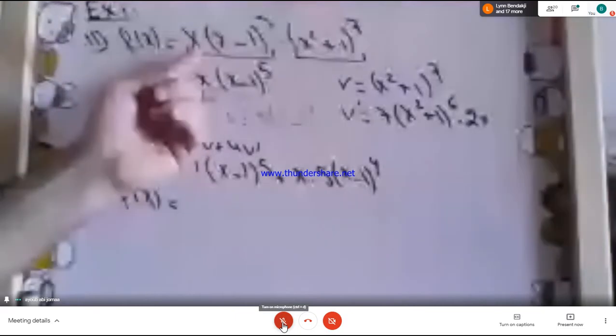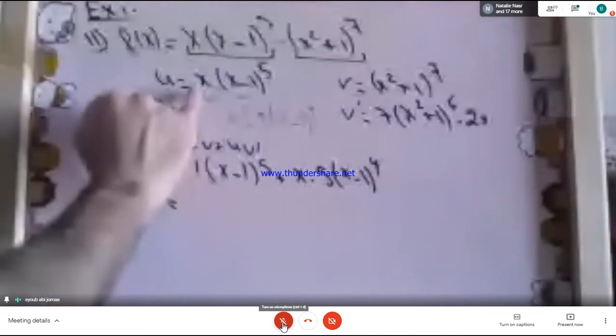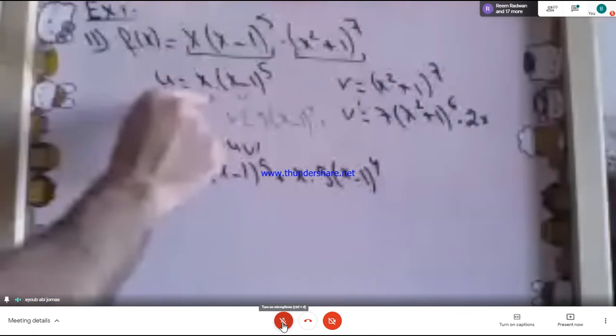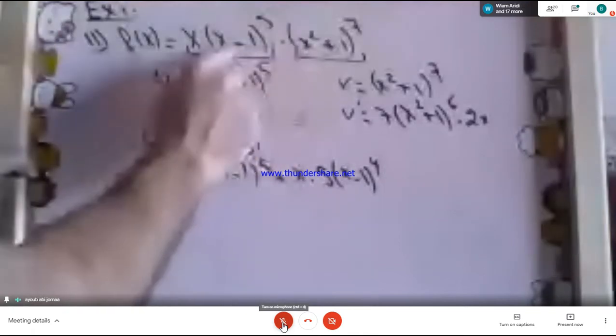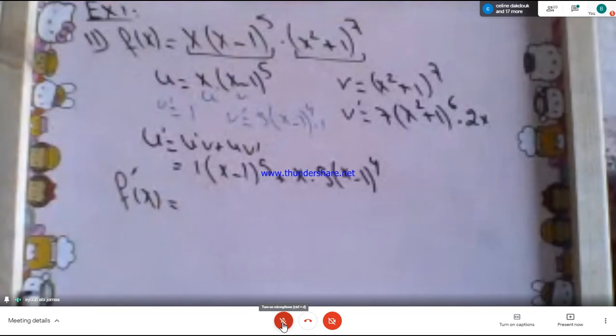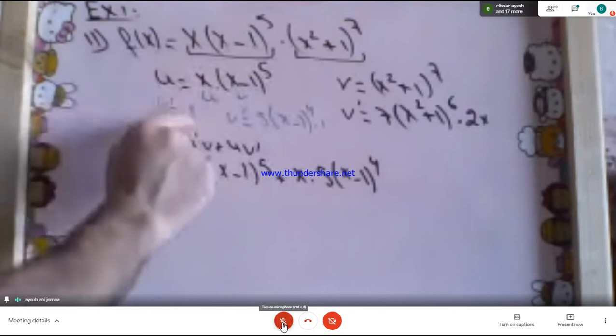As u, it is this function x times x minus 1 power 5. The derivative here, or the function u, it's also under the form of product of two functions, product of x and x minus 1 power 5. So the derivative of u is also u prime v plus uv prime. So u and v here are different than u and v in the function f. I mean here another uv, another product rule, x minus 1 power 5.